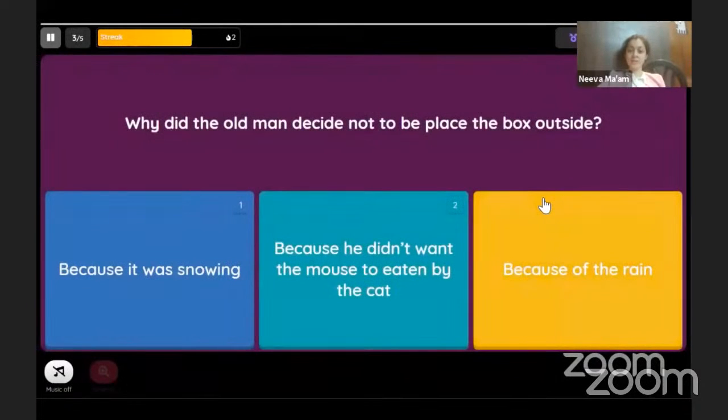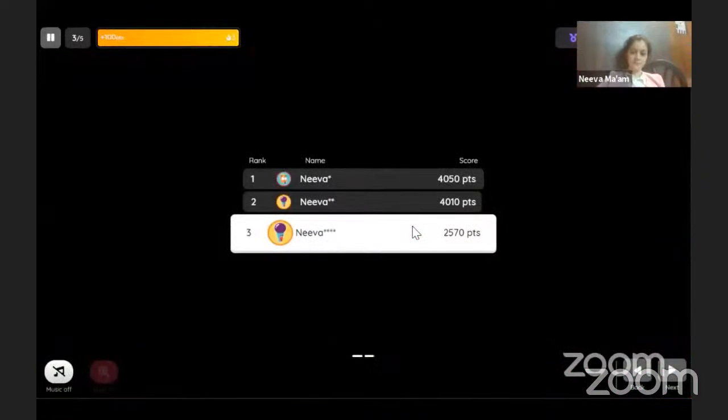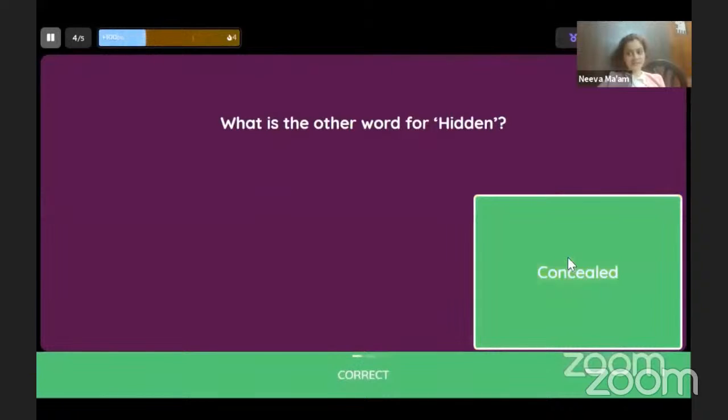Why did the old man decide not to place the box outside? Because it was snowing, because he didn't want the mouse to be eaten by the cat, or because of the rain? This was an obvious one. It is because he didn't want the mouse to be eaten by the cat. What is the other word for hidden? Is it disclosed, revealing, or concealed? What comes to mind? So I think some of you got really confused with disclosed and concealed, and the power up or the redemption question saved you. But the answer is concealed.